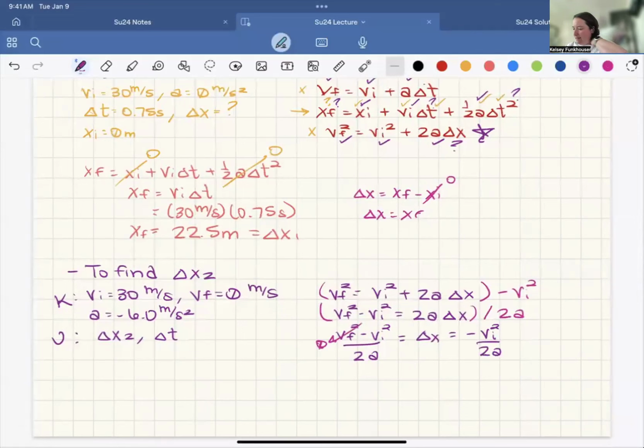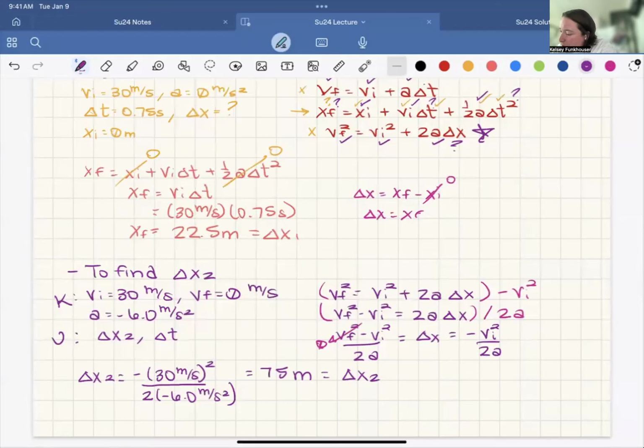Okay, and then I guess there's enough room to do it down here. So displacement 2 is negative 30 meters per second, whole thing squared, divided by 2 times negative 6.0 meters per second squared. This is going to give us a displacement of 75 meters. And then there's just not quite enough room, but maybe I can make room actually. That is displacement 2. And we want the total.